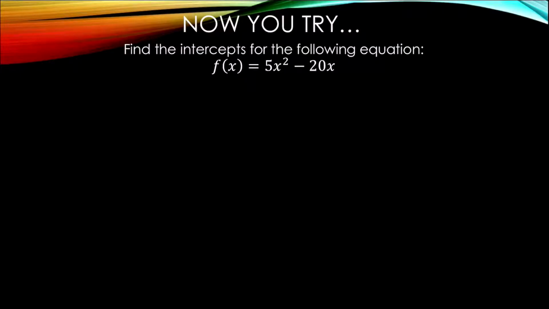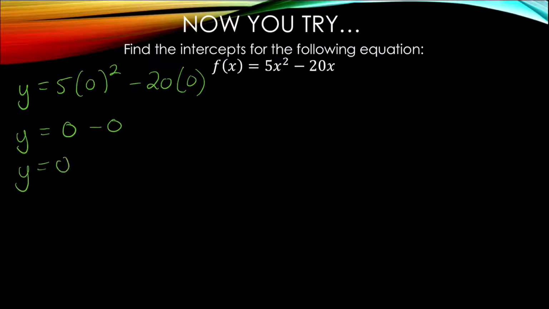So once again, we're going to start. We're going to say y equals 5 times 0 squared minus 20 times 0. Now I set my x value as 0, so that must mean that I'm trying to find my y-intercept, where it crosses that y-axis. So we get y equals 0 squared is 0, 0 times 5 is 0, and 20 times 0 is 0 as well. So once again, my y-intercept is at (0, 0).